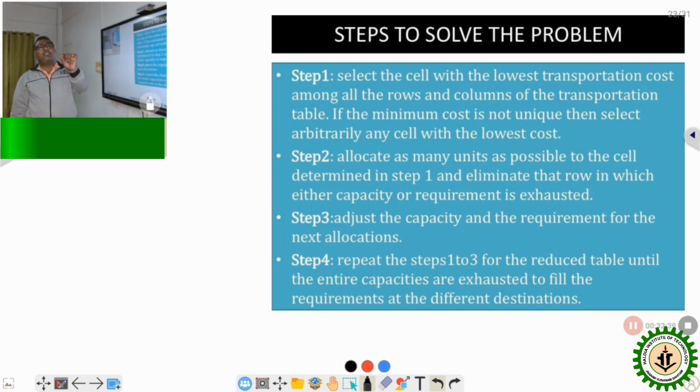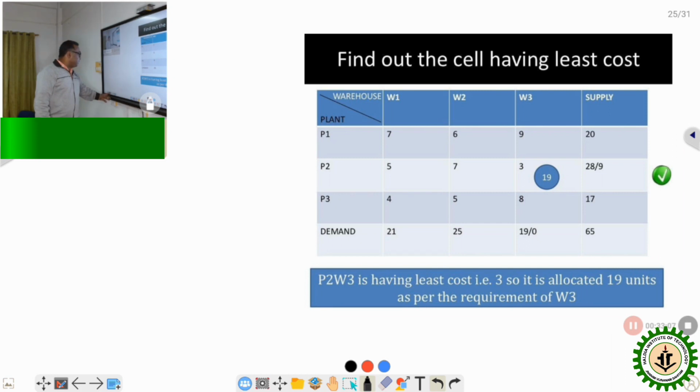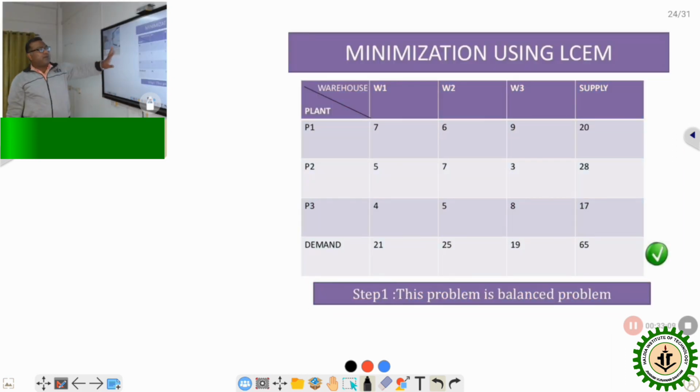If there is a cell of minimum transportation cost, we first go for allocating that cell, so that the maximum amount we can transport there with the minimum cost, and at that time the overall cost will be minimized. That is our motto. So for that we follow the same technique basically. The same problem I have chosen here, it is a balanced problem.